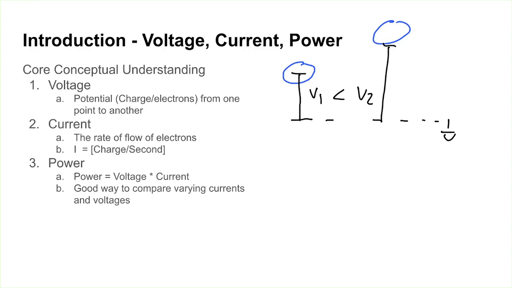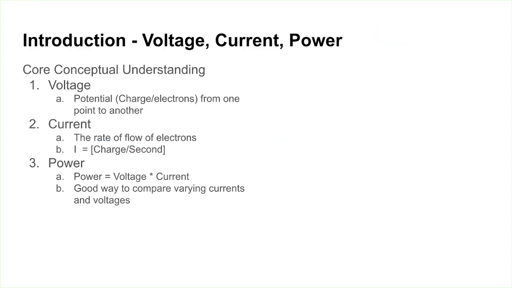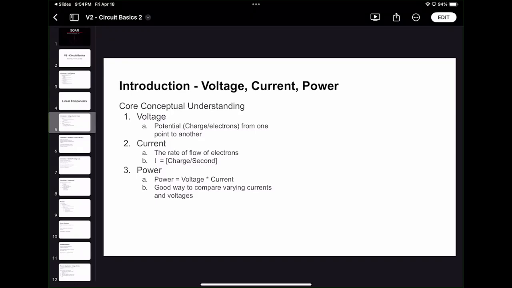If we're starting to think of amount, that's when we can conceptualize current. The current is the rate of flow of electrons or charge, and that reflects in the units of current, charge per second. The way we can think of this is how much water is flowing in 1 second.